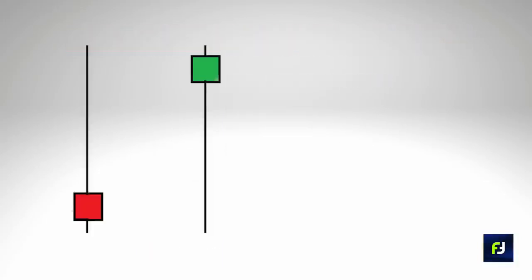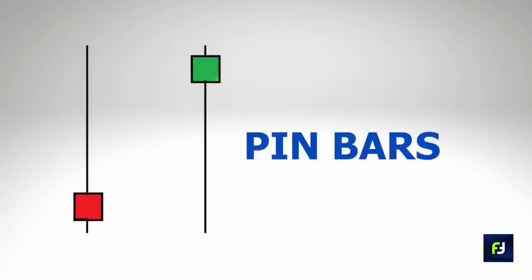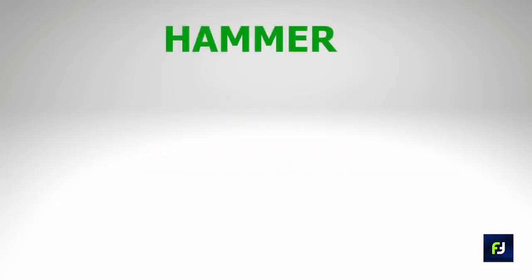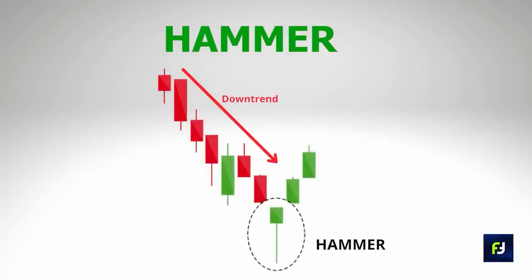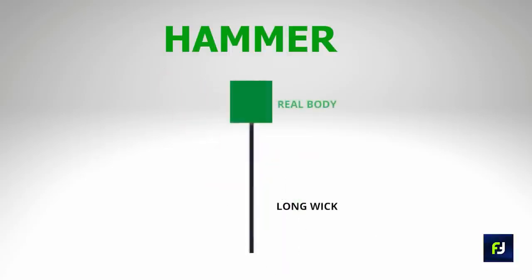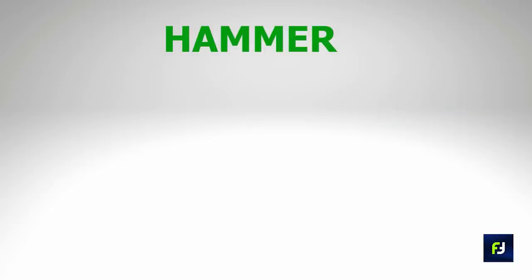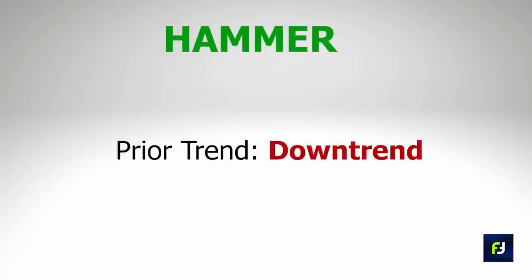Now let's look at the second category of candlesticks, the pin bars. The first category of pin bars are the hammers and hanging man. Talking about hammers, a pin bar is said to be a hammer when it appears at the bottom of a downtrend. The hammer consists of a small real body at the upper end of the trading range with a long lower shadow. The longer the lower shadow, the more bullish the pattern is. Generally, the prior trend for a hammer should be a downtrend, as mentioned.